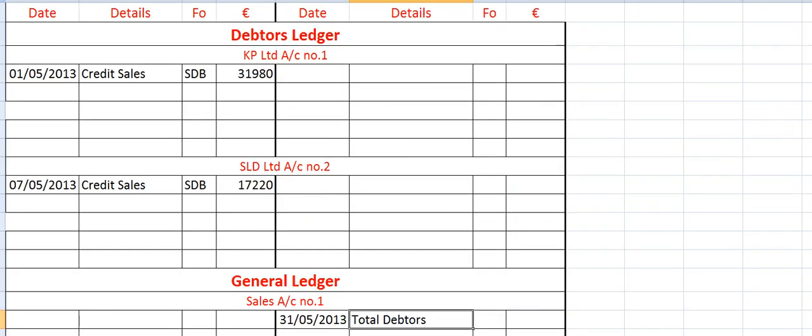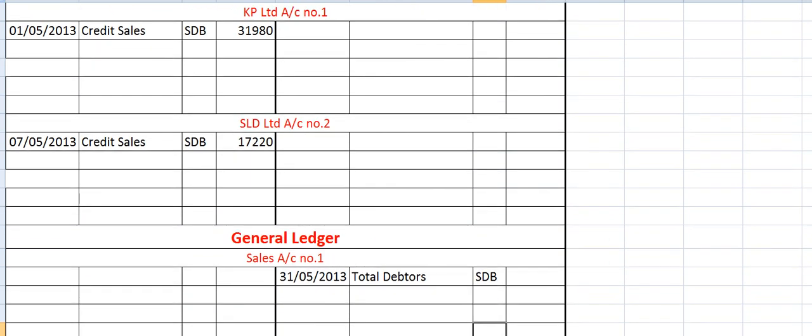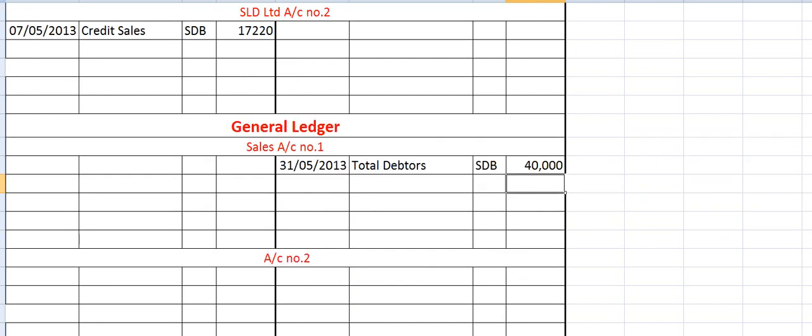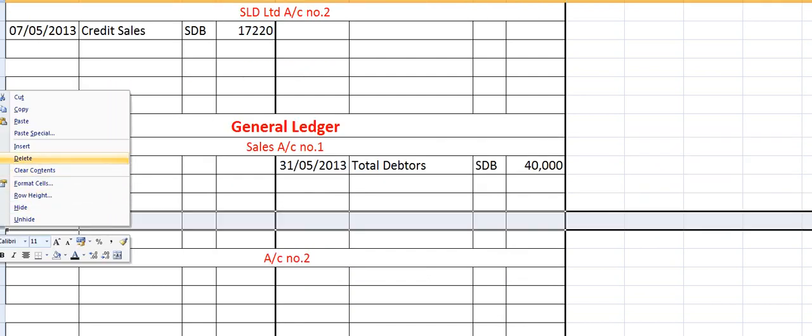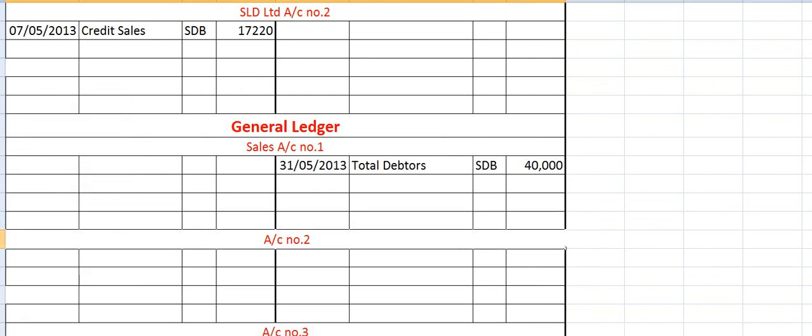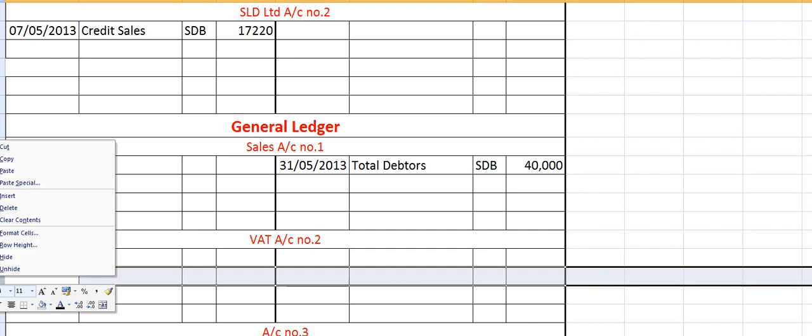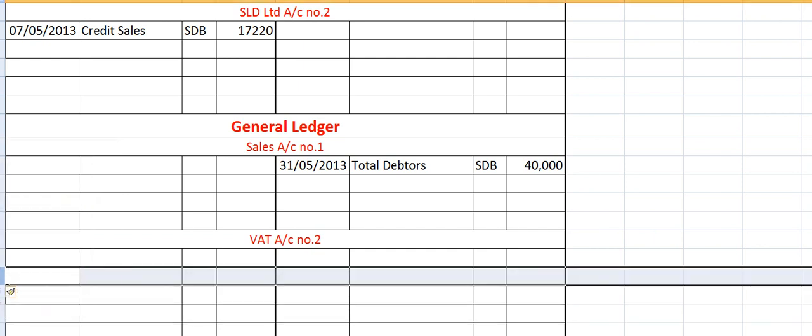So that's coming from the SDB, and that's 40,000. Okay. And then I can skip a line under there, and I'm going to open a VAT account. Now, there's normally a few entries in the VAT account.